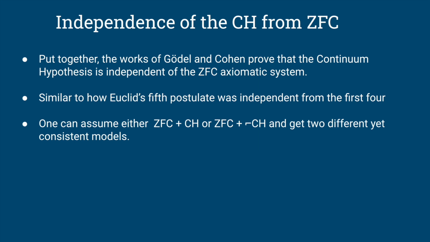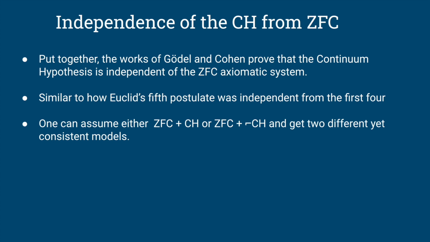So, what does this mean? Put together, these two results, the works of Gödel and Cohen, prove that the continuum hypothesis is independent of the CFC axiomatic system, because we've shown models of CFC in which CH is consistent, and models of CFC in which not CH is consistent. Therefore, it's independent of the CFC axioms. This is similar to how Euclid's fifth postulate was independent from the first four. Therefore, one can assume either CFC plus CH or CFC plus not CH, and get two different yet consistent models of set theory.